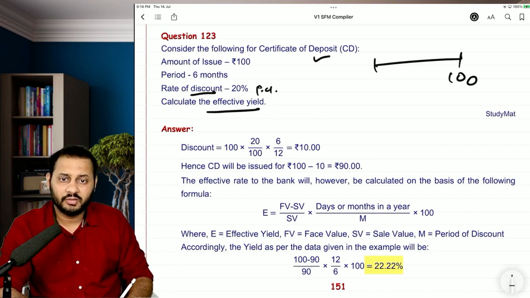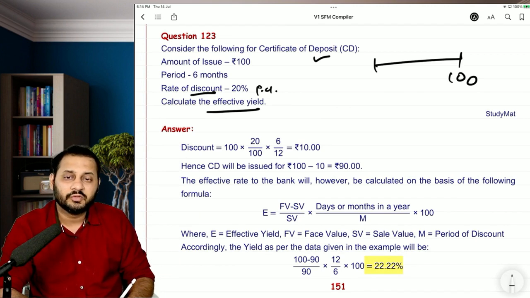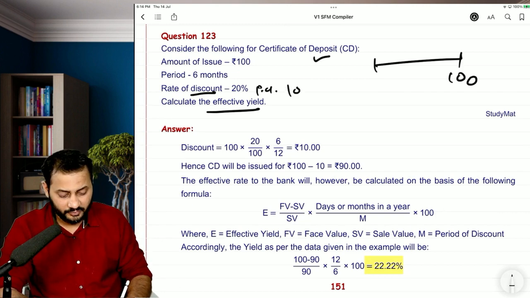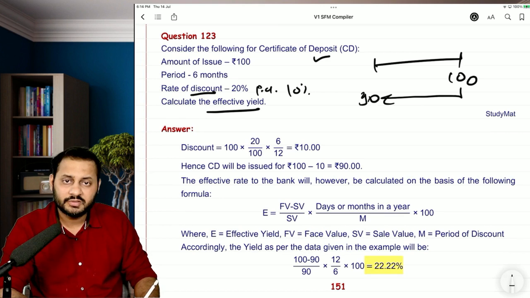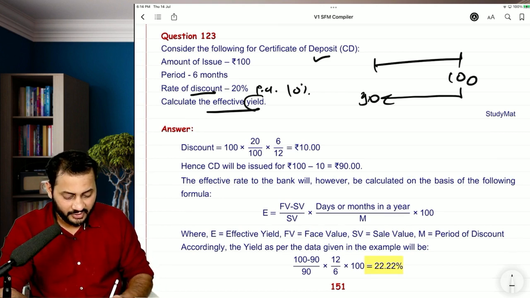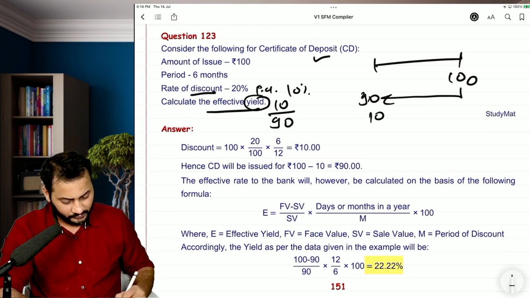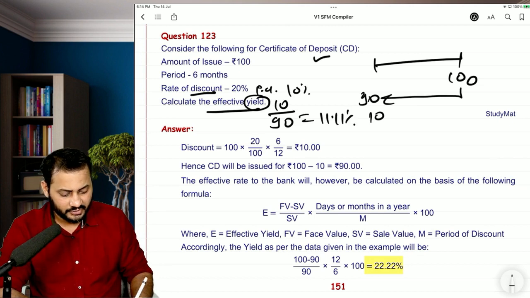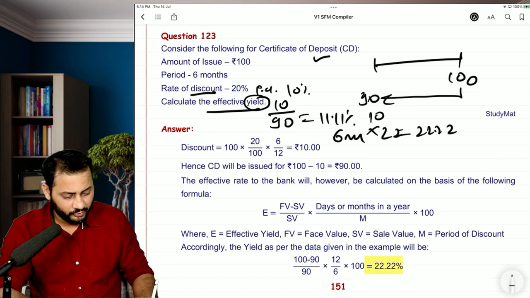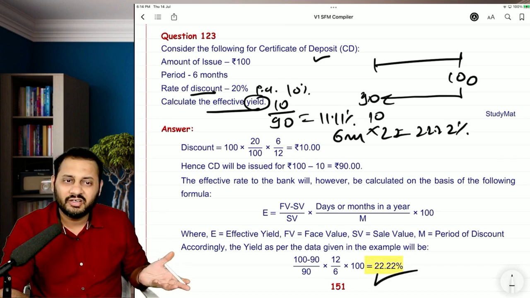So what we are saying is, for 6 months the discount will be 10%. Am I right? So 10% discount will be that 90 rupees. And you have to calculate yield, means the return. Return is 10 rupees on 90. Calculate 10 on 90, it is 11.11%, that is for 6 months, multiplied by 2, it will be 22.22%. How difficult is this? Nothing.